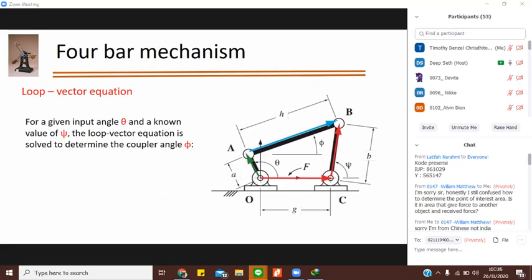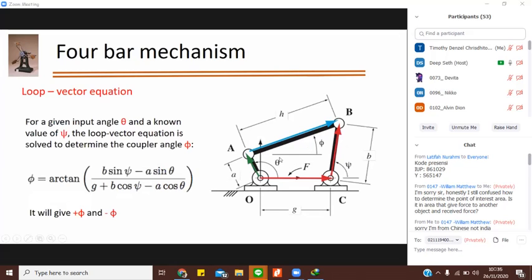Now, for a given input angle of theta and a known value of psi, the loop vector equation is solved. You will know the input angle theta and psi, and you will solve the loop vector equation to determine the coupler angle phi. So how will you do that?